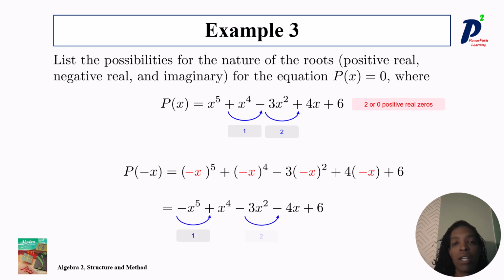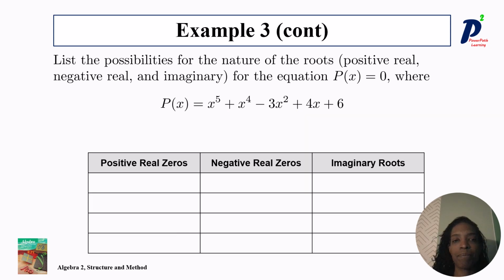I see 1, 2, that actually should be scooched over a little bit. I see 3 changes in sign. So that means I have 3 or 1 negative real zeros. Now let's take all this information and go to the next slide to analyze it.